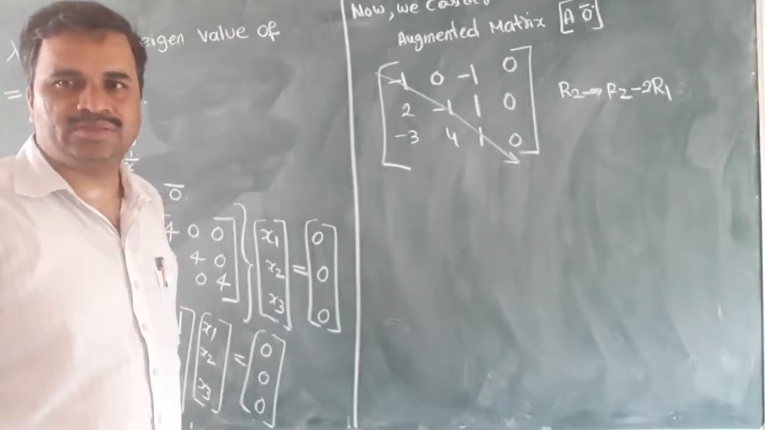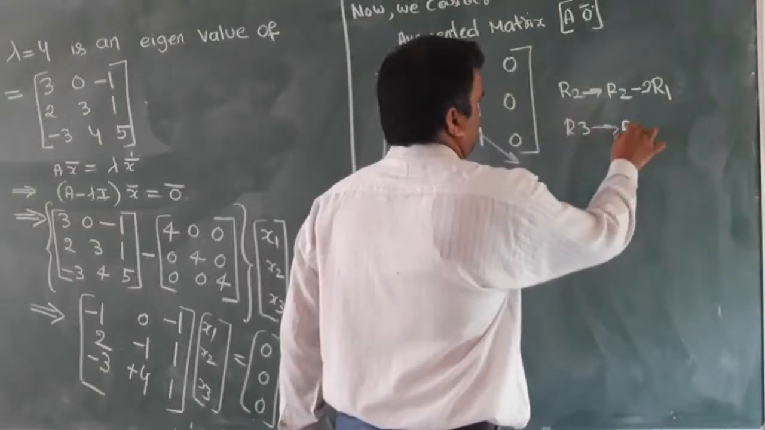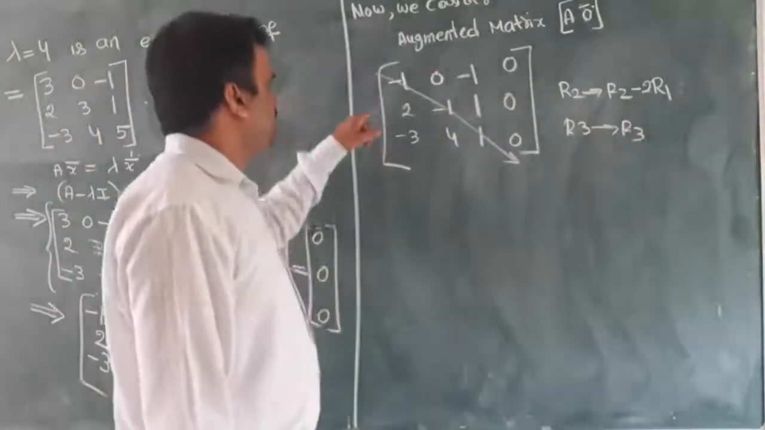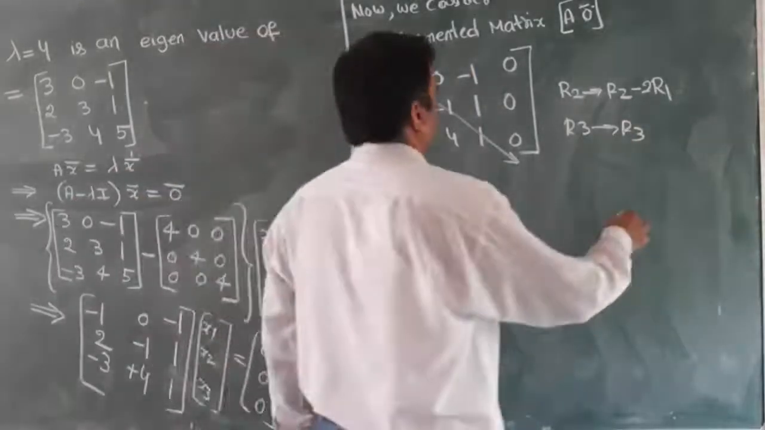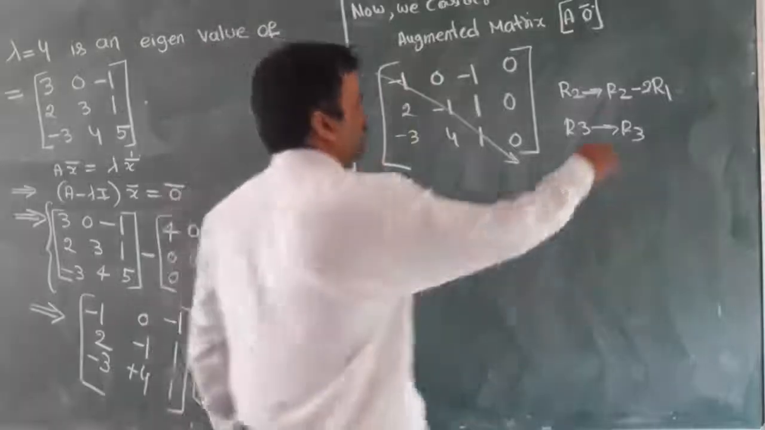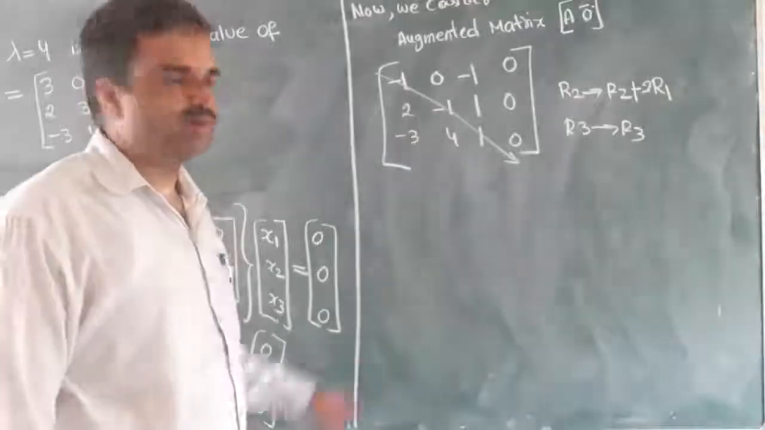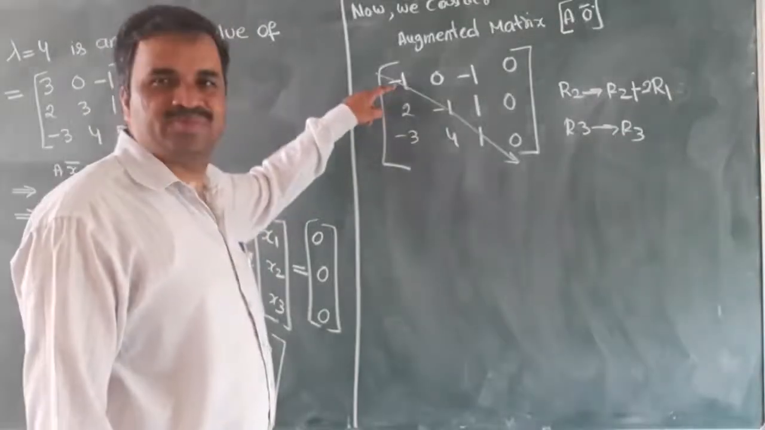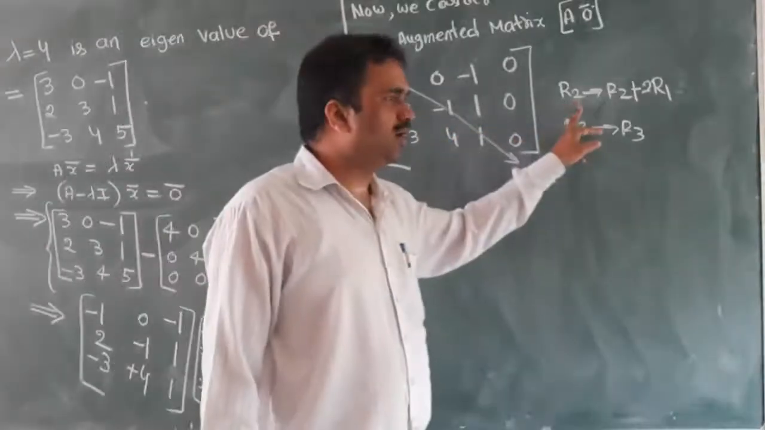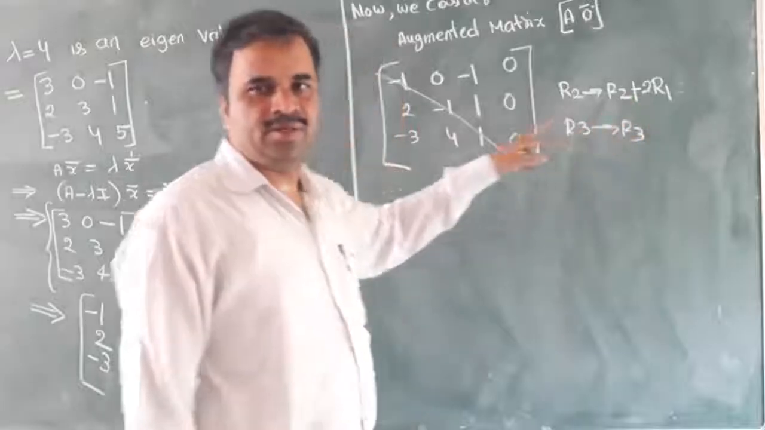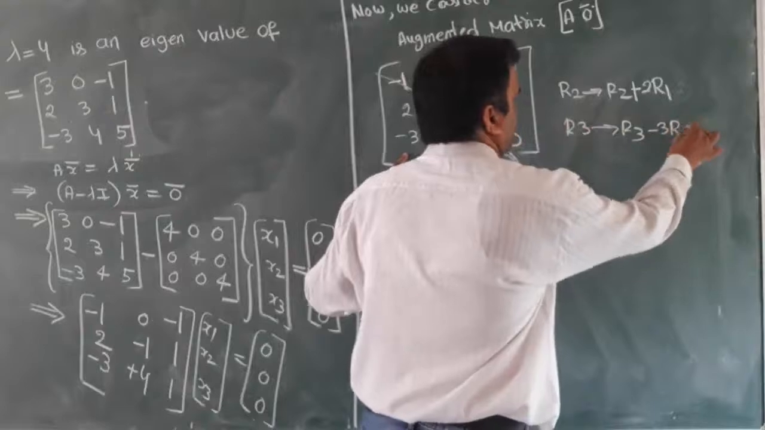R2 implies R2 minus 2 R1. Next, R3 implies R3 minus 3 R1. We require plus 3, so minus of this is plus. R2 implies R2 plus 2 R1. If you multiply 2 here, it becomes minus 2; minus 2 plus 2 is 0. So the first operation is R2 implies R2 plus 2 R1. The second operation is R3 implies R3 minus 3 R1.